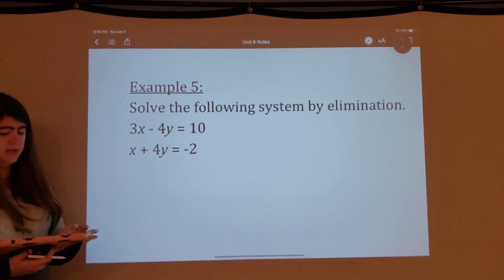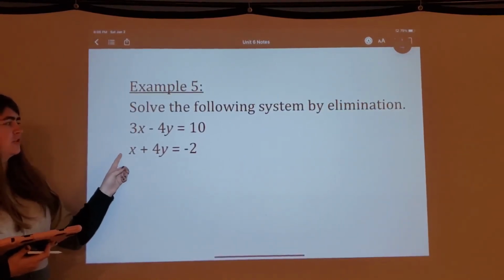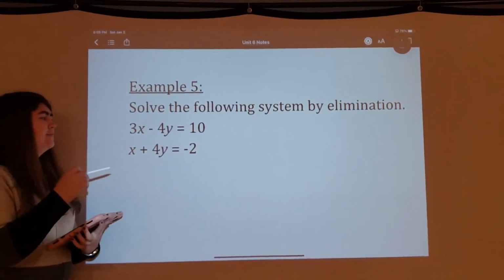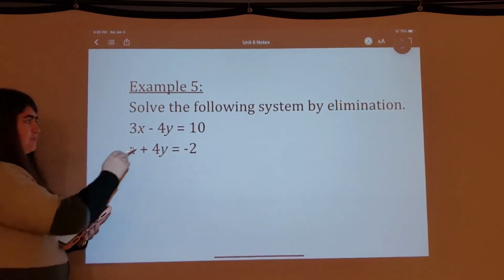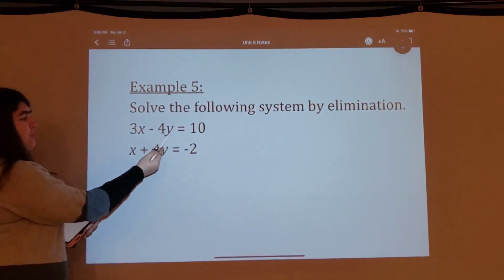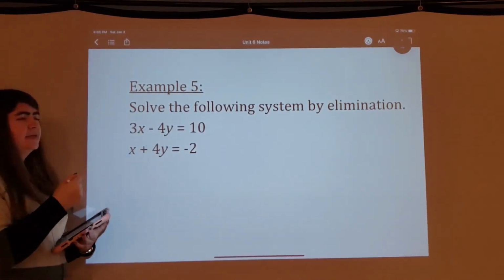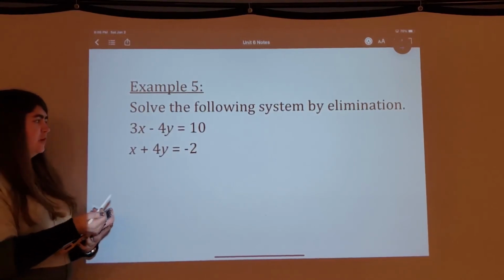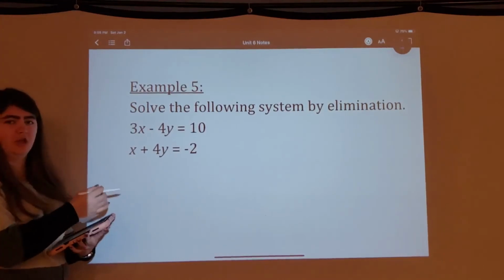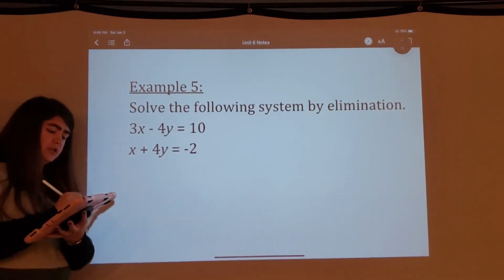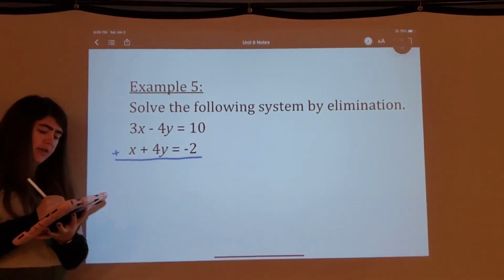So what that means is we're going to take these equations and we are looking so that we have one of these variables that will cancel out when you add them together. So I have negative 4y and positive 4y. Negative 4 plus positive 4 is 0, so that would cancel out, which means that this is going to work out. We don't have to change anything. So the first thing I'm going to do is add those two equations together.